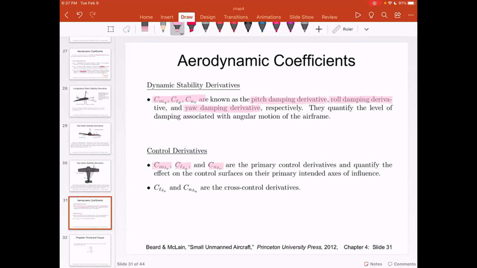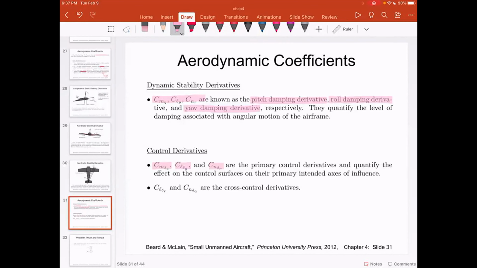The control derivatives are nothing but the derivatives with respect to control input. So delta E, delta A, and delta R. So the Cm delta E is the coefficient of moment with respect to the elevator deflection. Cl delta A is the coefficient of moment with respect to the aileron deflection, and Cn delta R is the coefficient of moment with respect to rudder deflection. And these rudder deflection, aileron deflection, and elevator deflection are the control surface deflections. So that's why they are called as the control derivatives.